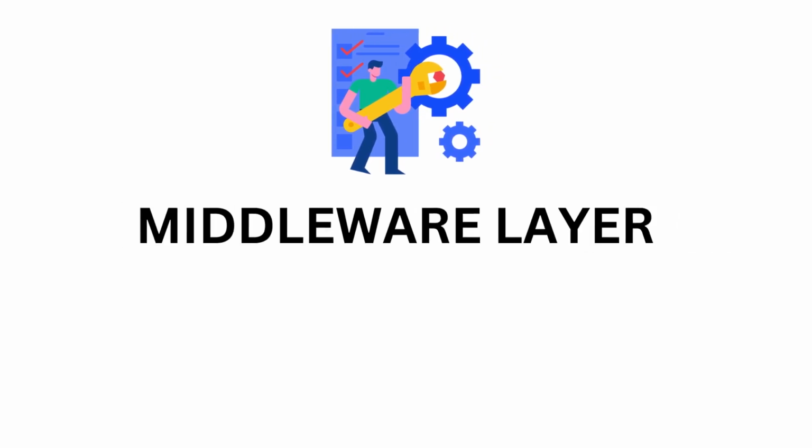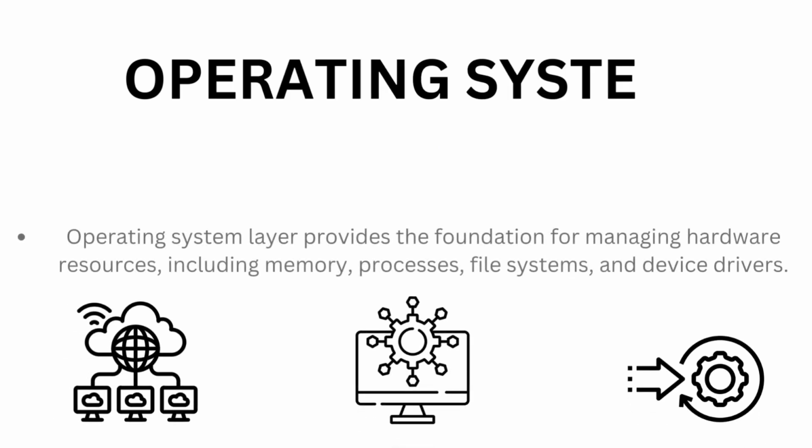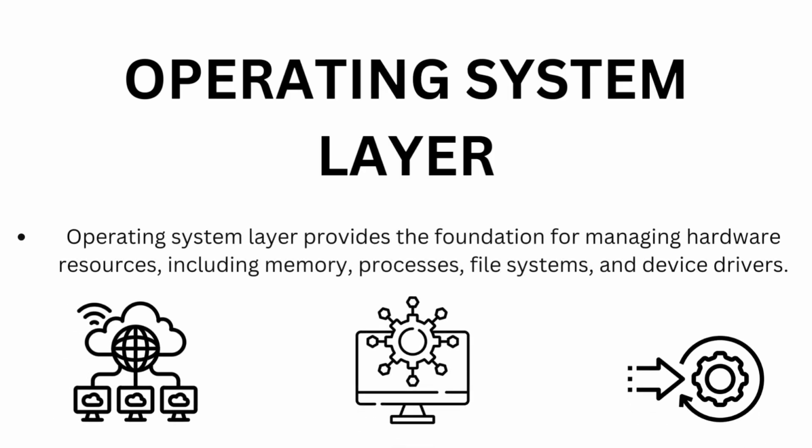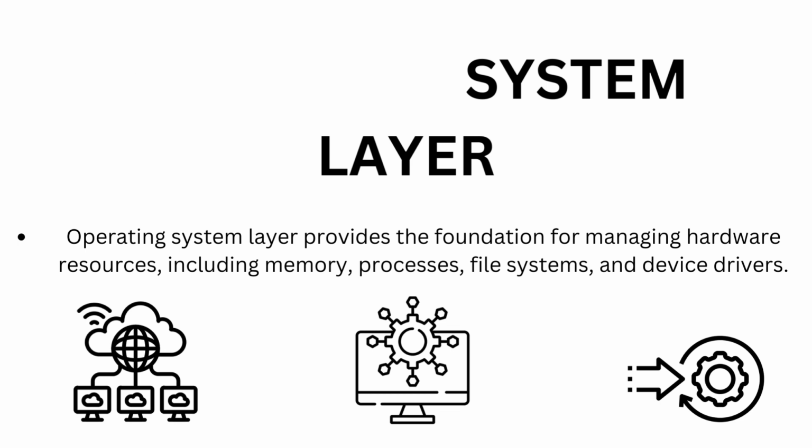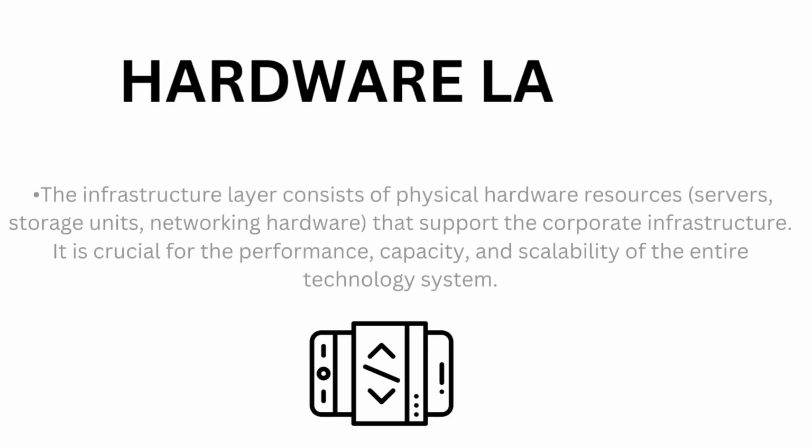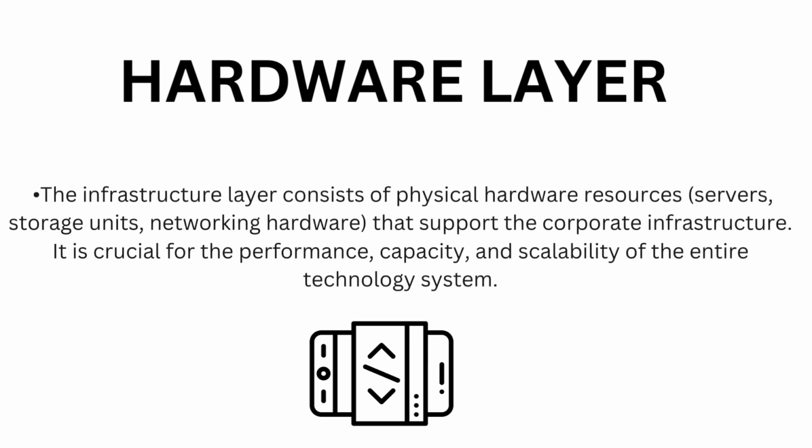Operating system layer. This layer comprises operating systems that manage resources of the enterprise. It provides the foundation for managing system resources, including memory, processors, file systems, and device drivers. Hardware layer. The hardware layer consists of the physical hardware resources that support the organization's infrastructure. It includes servers, storage units, networking hardware, and other physical components required to run applications and services.